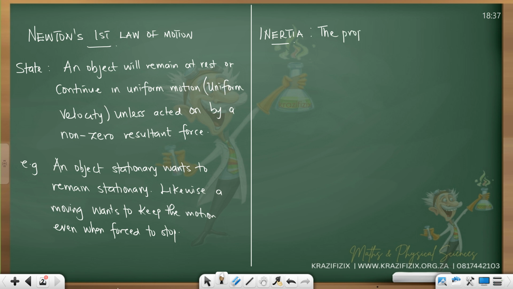The property of an object to resist change. And that's what I was explaining when I said example. So an object is moving forward. When we stop the car, what happens? The object still wants to continue what? Moving. That is called inertia. The property of an object to resist what? Change. Or we call it resistance to change.